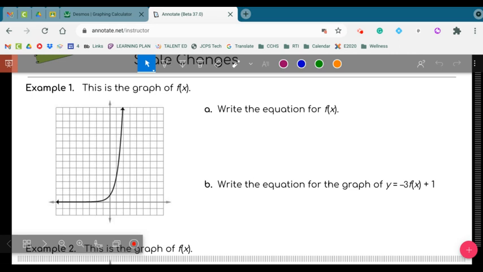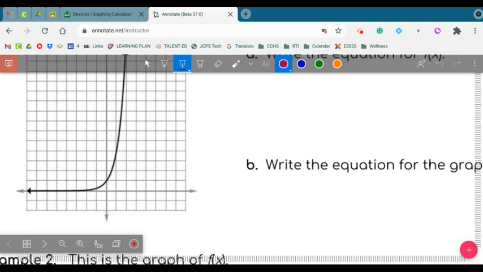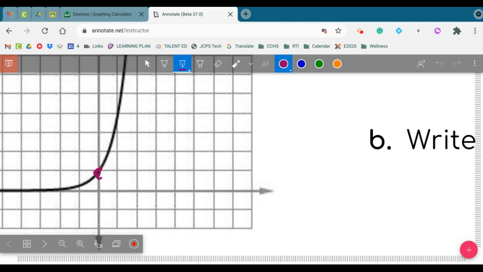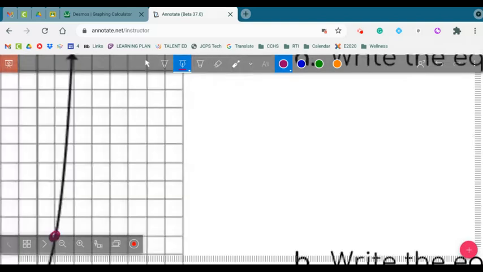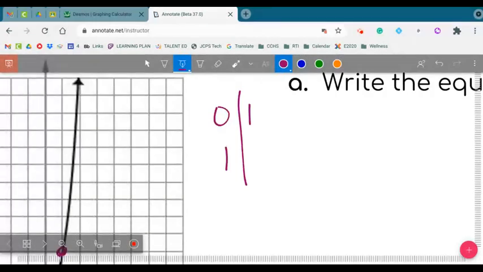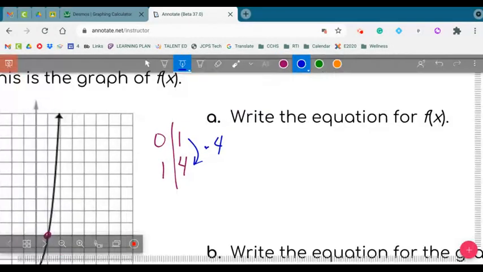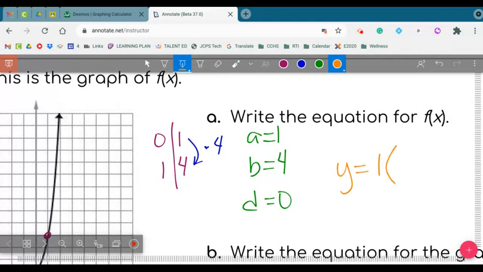So the first thing we want to do, it says that this picture is the graph of f of x. So we have to write the equation for this graph. So we got to find our 2 points. So we have 0, 1, and 1, 4. So our b value, we're multiplying by 4. So our a is our y-intercept, which is 1. Our b is 4, and then our d has always been 0. Put that into our equation, we get y equals 1 times 4 to the x.